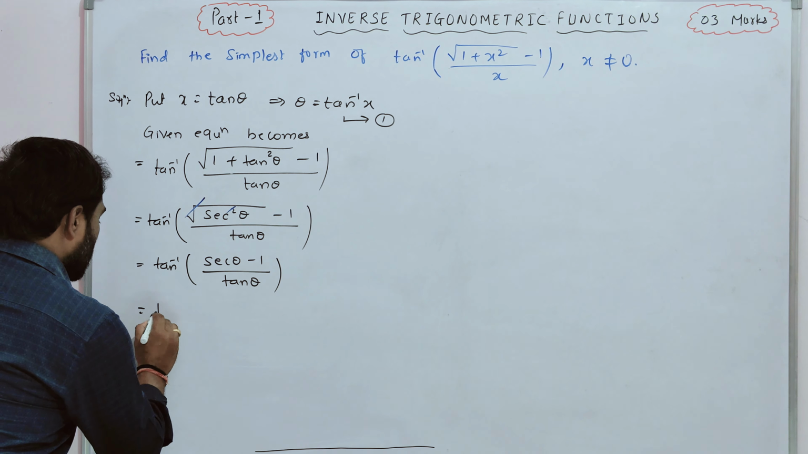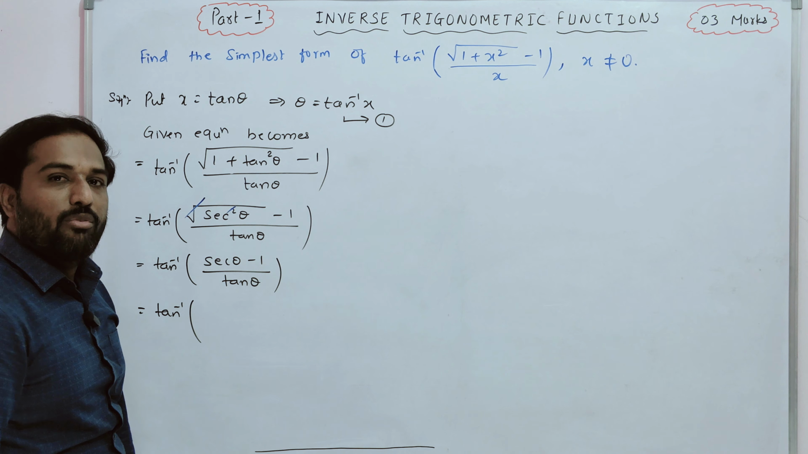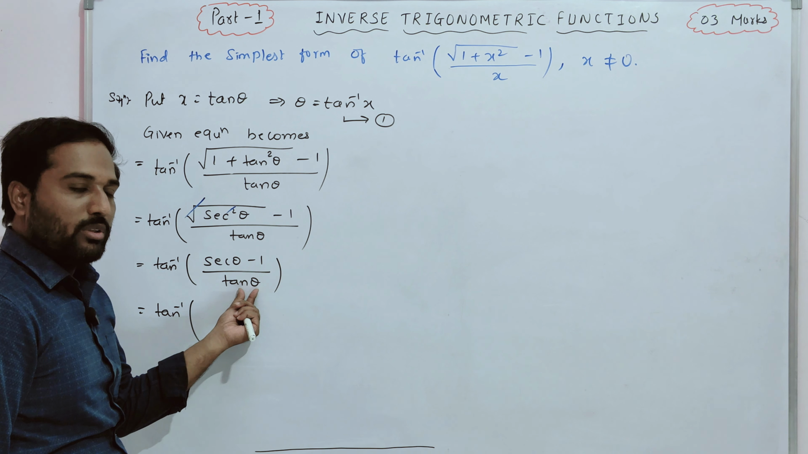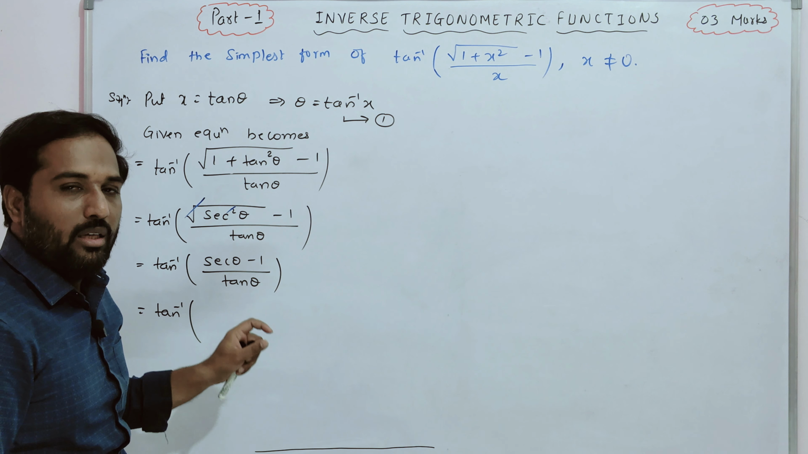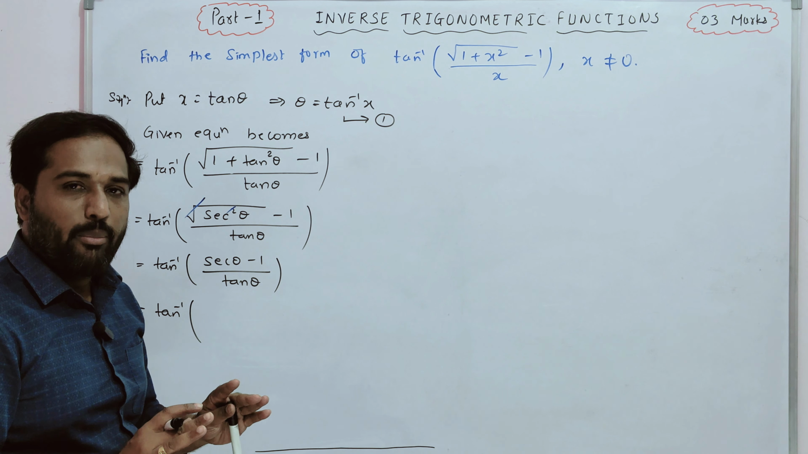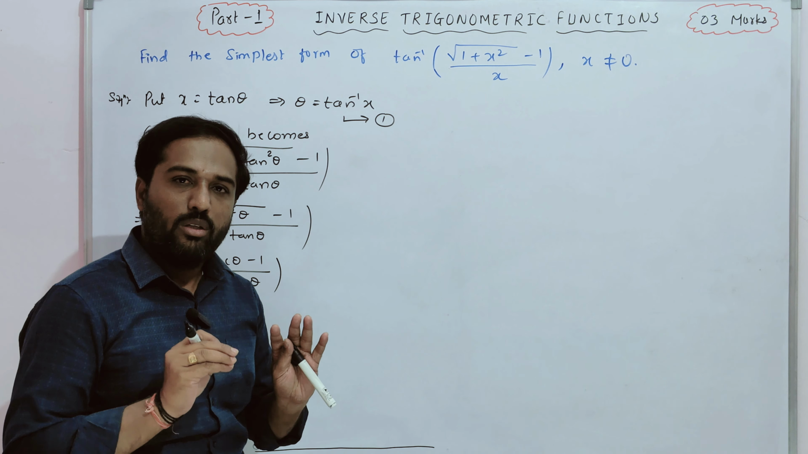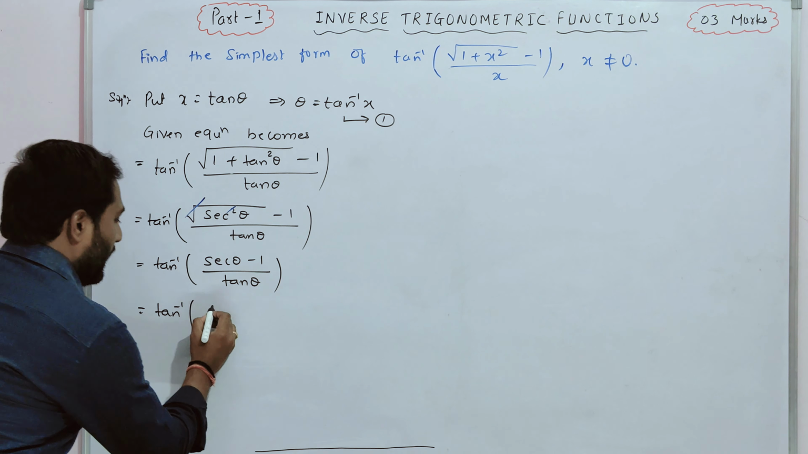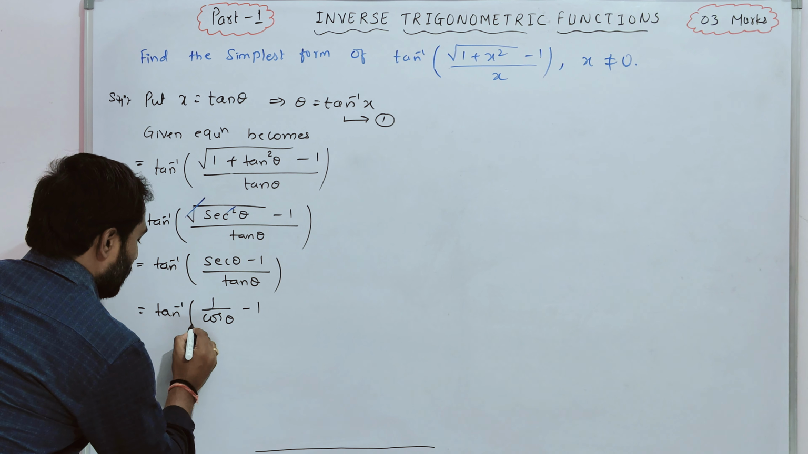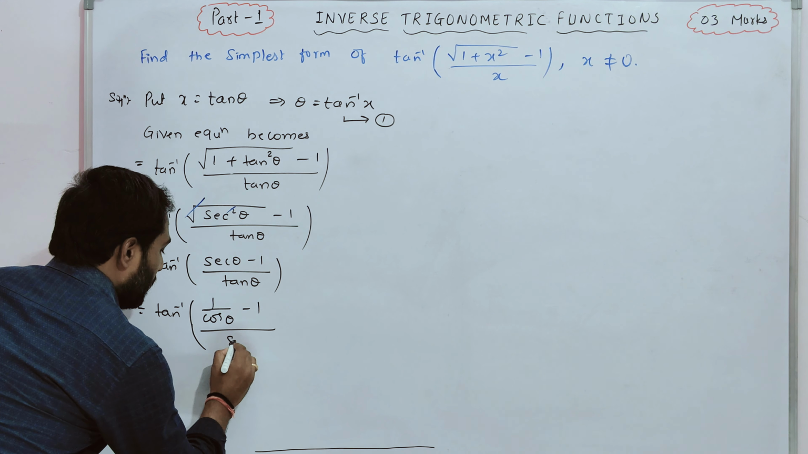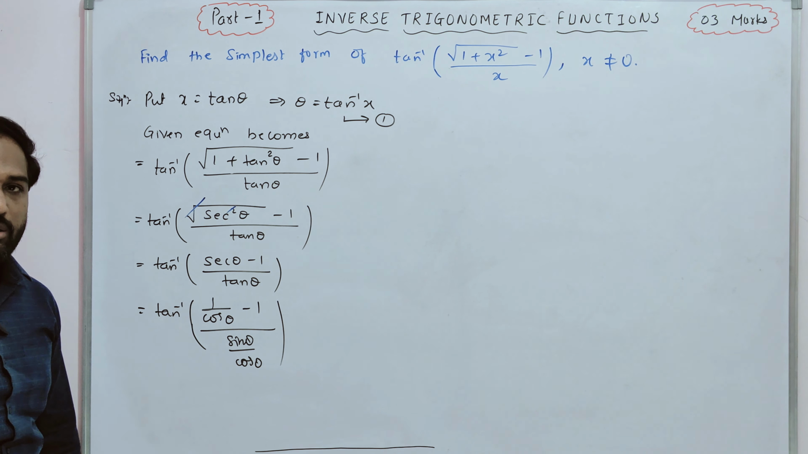Now what we do here is tan inverse of, I can write sec in terms of cos, and tan also in the form of cos. Whenever you find sec theta, tan theta, cot theta that you need to simplify, just convert them in the form of sine and cos, then automatically it will be simplified into the simplest form. Sec can be written as 1 by cos theta, minus 1 as it is, divided by tan theta, which can be written as sine theta by cos theta. Are you getting this one?